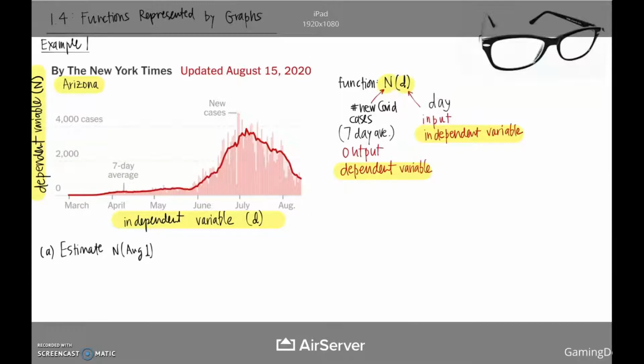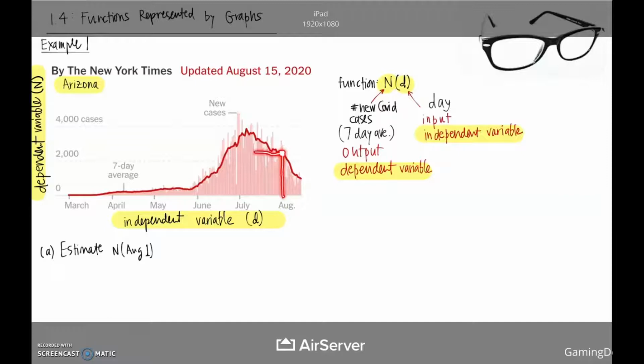The first question that we're asked is to estimate n of August 1st. Okay, so this is our input, August 1st, and they're asking us for n, the number of COVID cases. So I'm going to go to my graph along the horizontal axis, and I get to August 1st right here. And I go up to see where the red line, this guy right here, is our graph of the function. So from August 1st, I go up to see what value the function is. And it looks like it's right here.